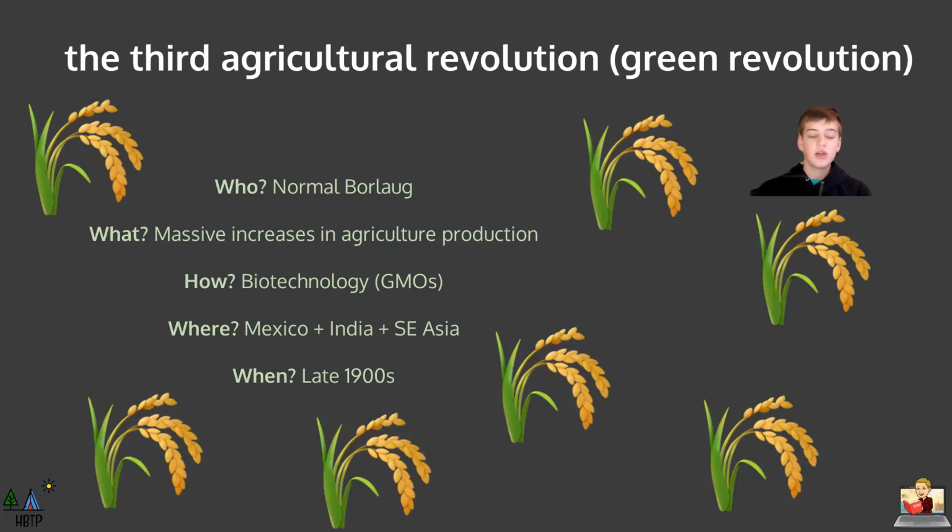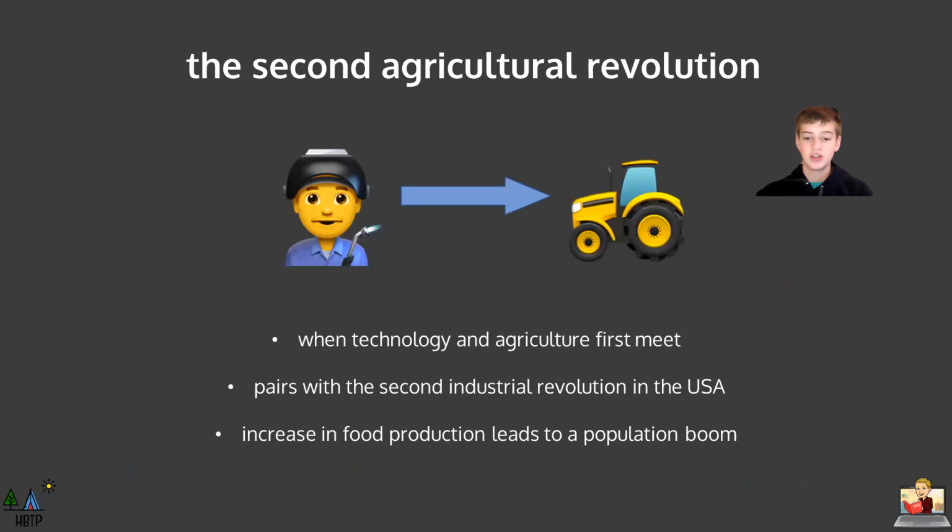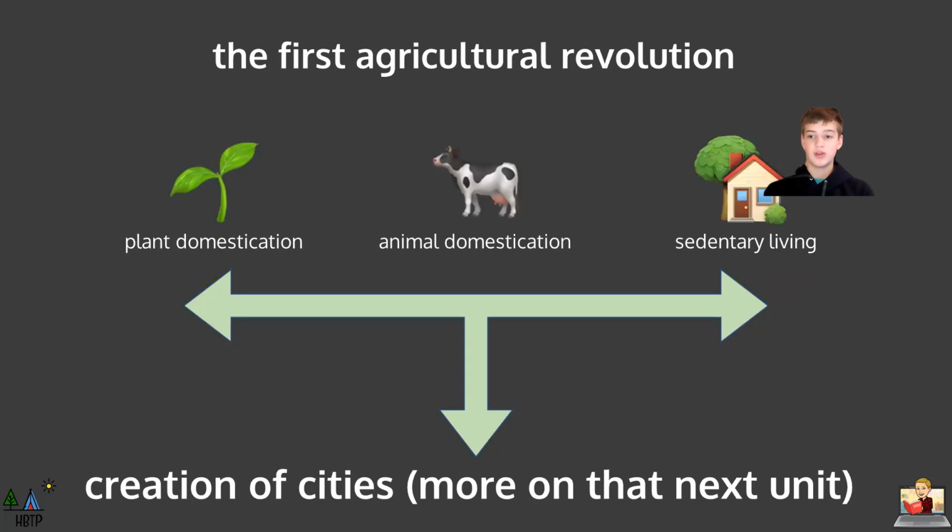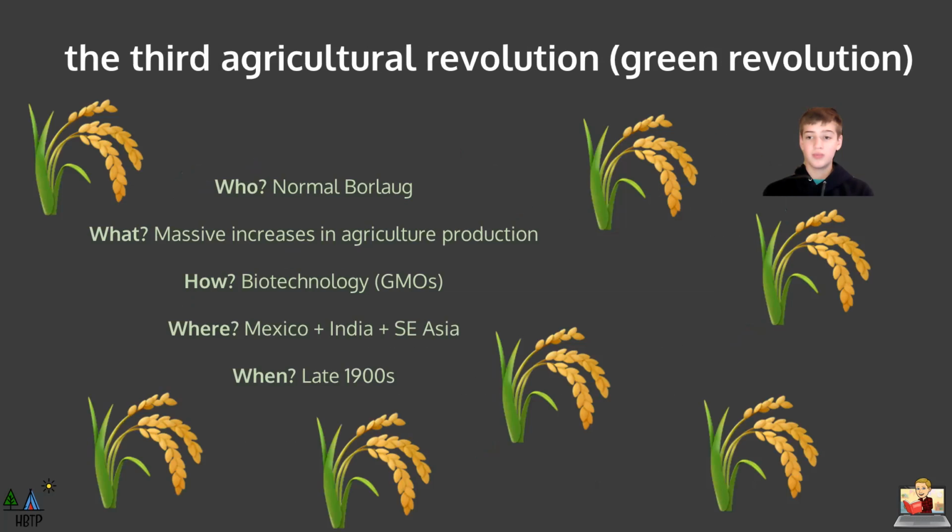So where is this happening? We first see Norman Borlaug in Mexico, and these crops really spread to Asia and India, Southeast Asia and India the most, because we see a lot of rice crops that are able to be GMO-ified. And this is happening in the late 1900s, which is really important context because it's about 100 years after the second agricultural revolution. But if we think back, this first agricultural revolution happened in 20,000 BC. So the time gap between the second and third is a lot smaller than between the second and the first.